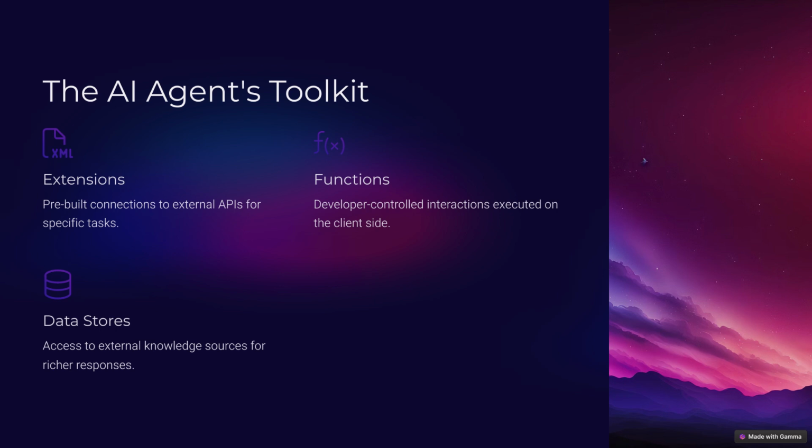Well, the paper breaks it down into three main categories. We've got extensions, functions, and then data stores. Each one has a different purpose, and they give the agent different ways to interact with systems outside of itself. Okay, let's break those down a bit.